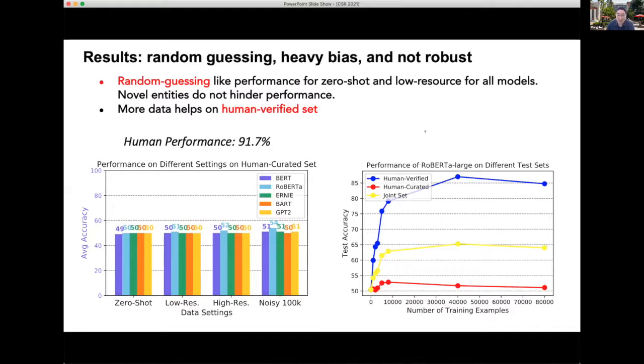But again, I think what we observe on the human curated set still tells us that there's a lot to do in making these state-of-the-art language models have robust logical reasoning capability.